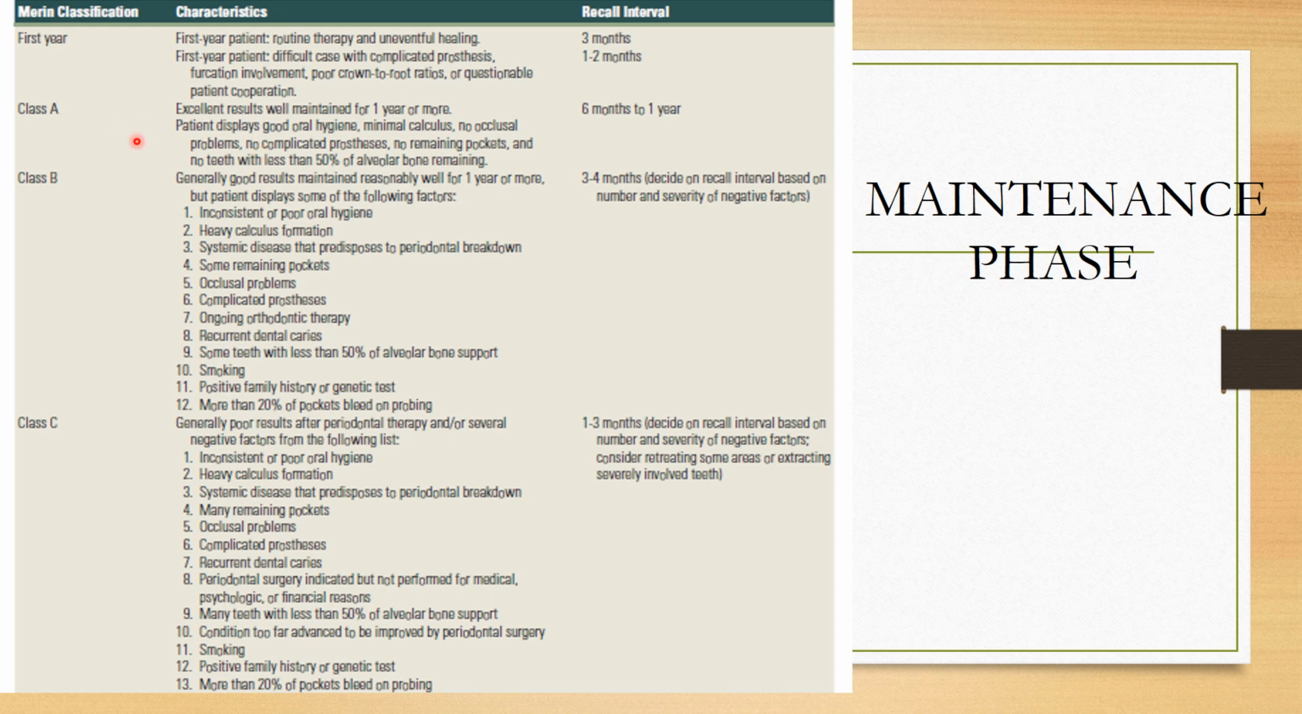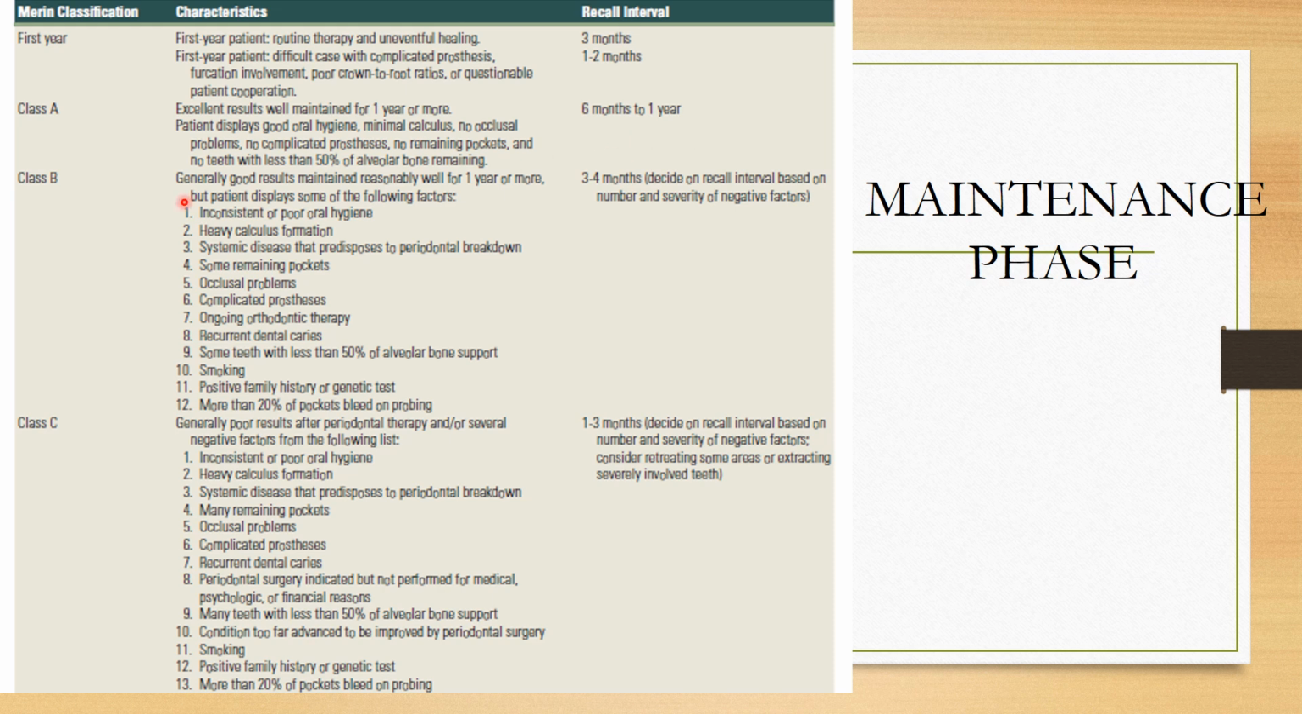That is class A, that is excellent results. If there is good oral hygiene, minimal calculus, no deep pockets, no teeth with bone loss of less than 50%, then recall the patient once in 6 months to 1 year.